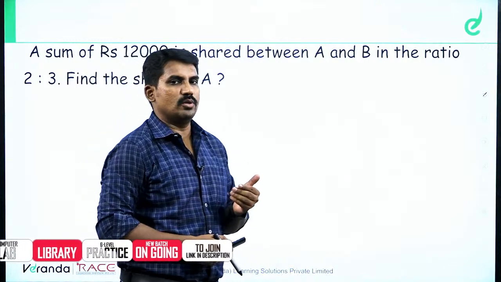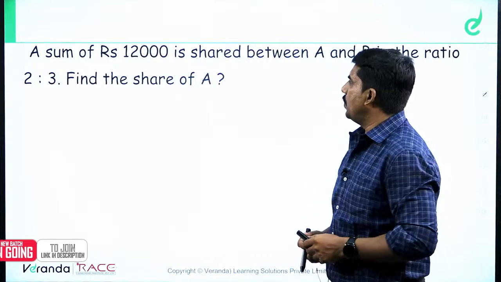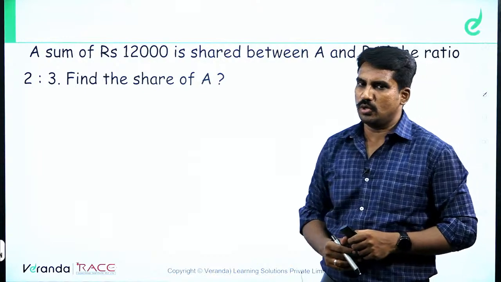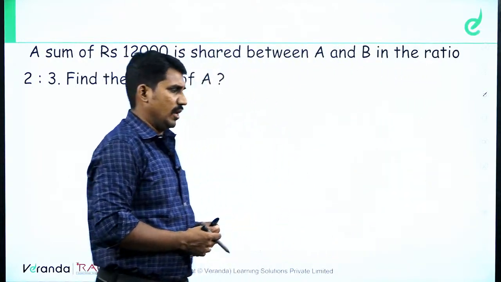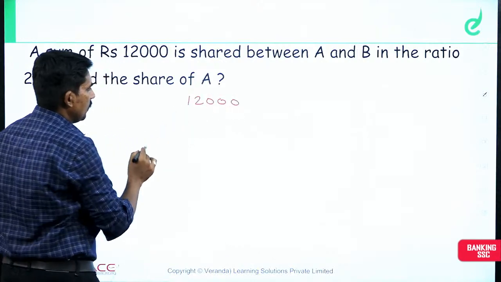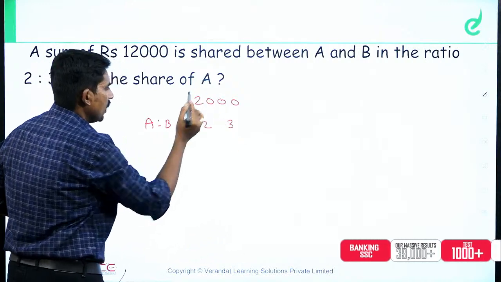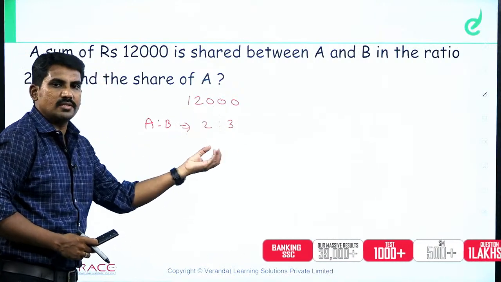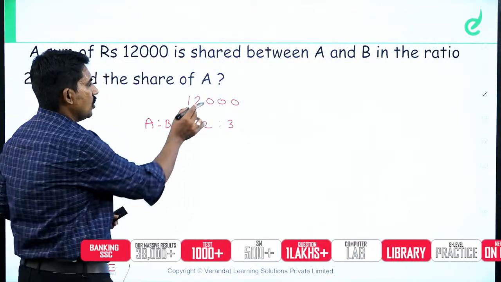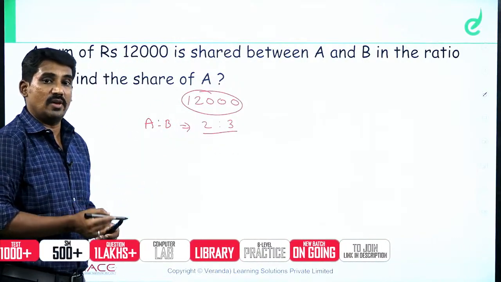Now, slowly we are going to start the word problems. First basic question. A sum of rupees 12,000 is shared between A and B in the ratio 2:3. Find the share of A. Therefore, the total amount is 12,000, shared between A and B in the ratio 2:3. This amount is split in this ratio. Total ratio is 2 plus 3, 5 units.